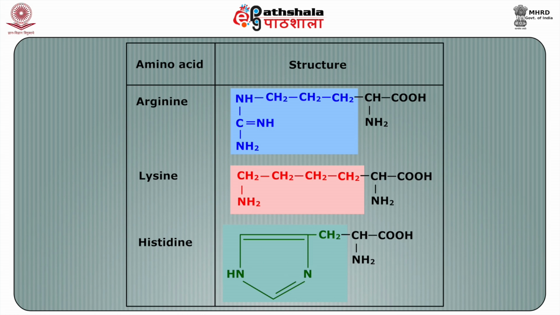Basic amino acids contain an additional amino group, and a heterocyclic ring is also present. The examples are arginine, lysine and histidine. The imidazole group in the histidine chain is a part of the active site of many enzymes. Like other basic groups in proteins, they bind to metal ions.